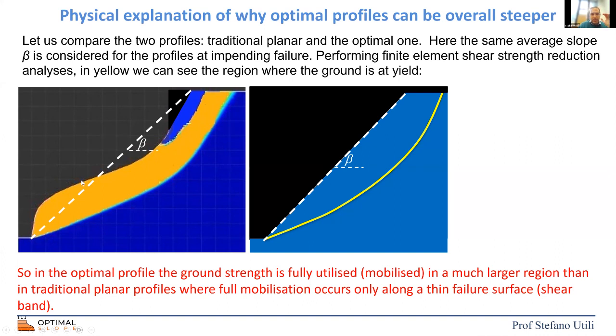Instead, in the case of an optimal shape, you typically have several potential failure mechanisms that tend to happen at the same time. So actually you have a quite wide region where the strength of the ground is fully or almost fully mobilized. This is just to give an explanation, from a physical point of view, of why a certain shape would allow a significant increase in steepness for the same factor of safety.